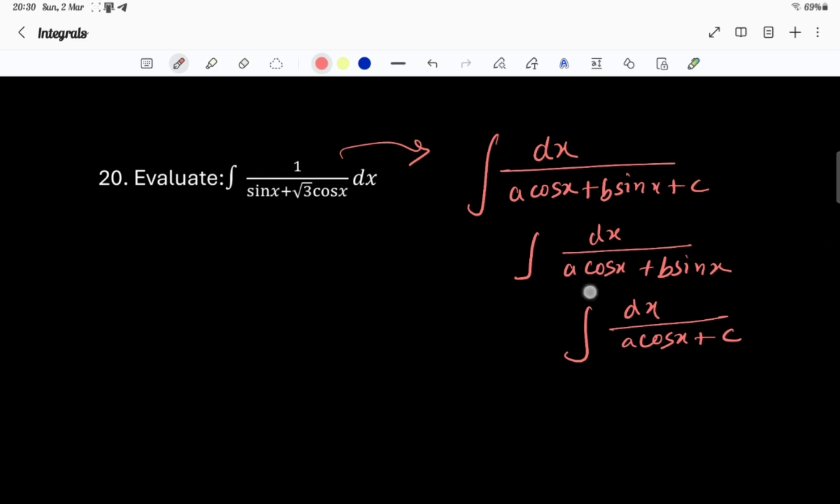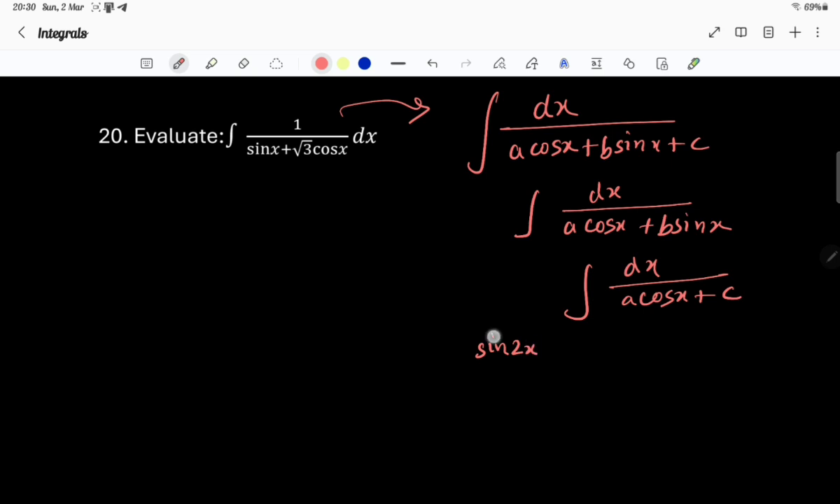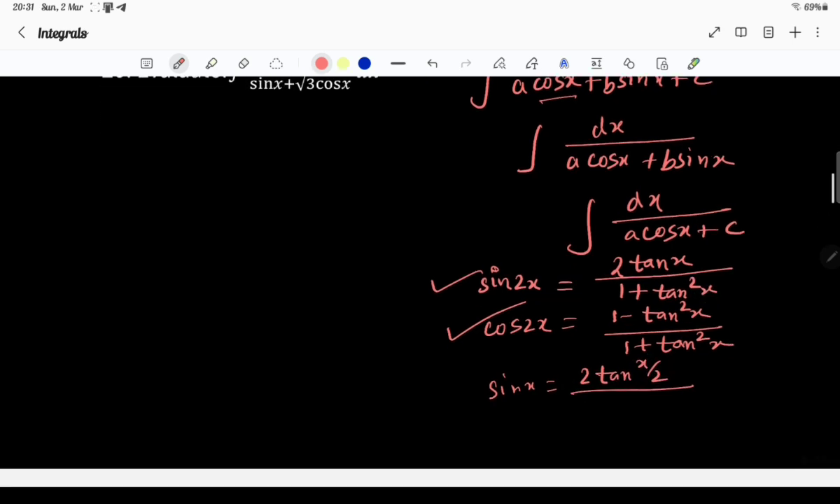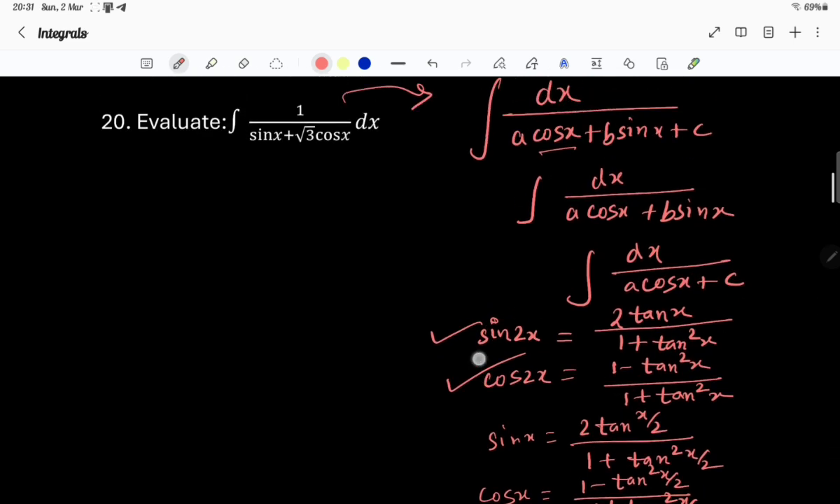If it is coming, what you will do is apply the formula, as you know with tan. The sin 2x formula was 2 tan x divided by 1 plus tan square x, and the cos 2x formula was 1 minus tan square x by 1 plus tan square x. Can you remember these formulas? These two formulas were there in class 11. So you have to apply these formulas. Instead of sin x you can write 2 tan x by 2 divided by 1 plus tan square x by 2, the half angle formula, and cos x will be 1 minus tan square x by 2 divided by 1 plus tan square x by 2. Is it okay? So you can apply this formula.